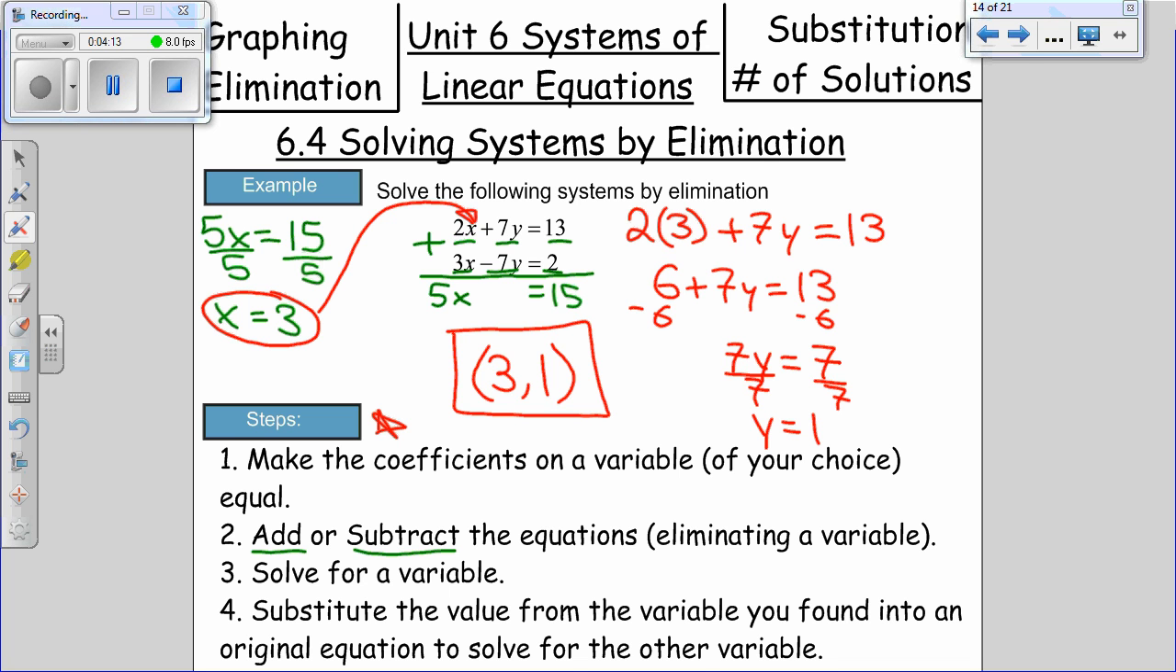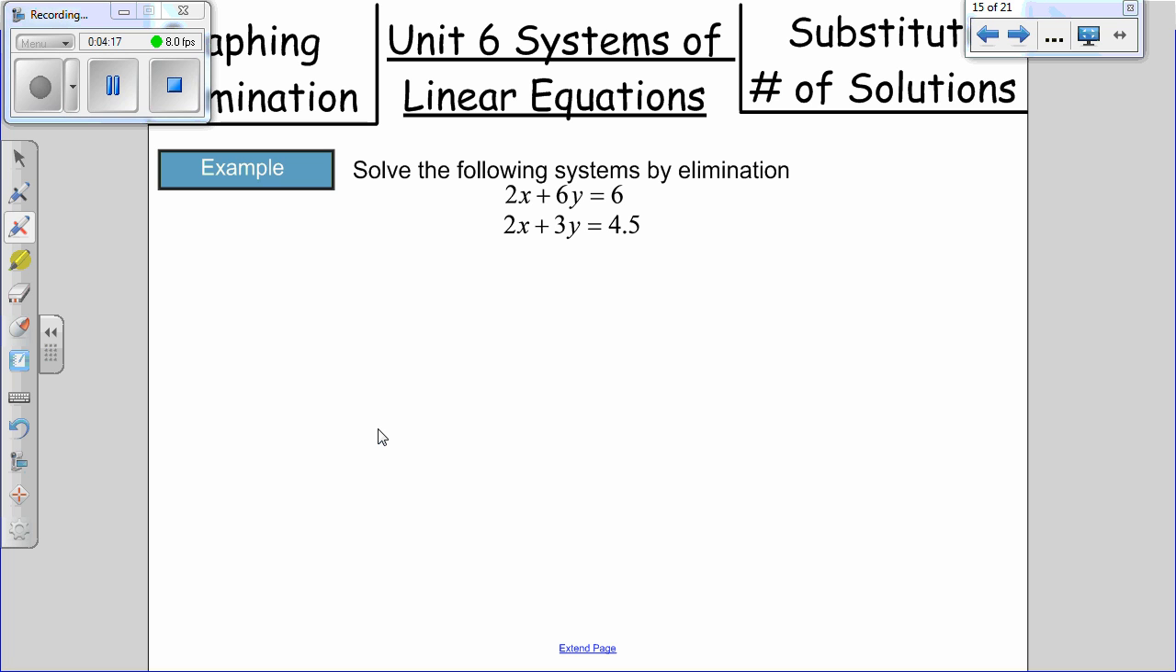All right, we're going to do a few examples of this, so you can get used to it. So here we have another example. It says solve the following system by elimination. Well, the first step of elimination is making sure that one of the variables is the same. In this case, you notice we have 2x and 2x, so those are already the same. So we're already set up perfectly. Again, we don't need to do anything for step 1.